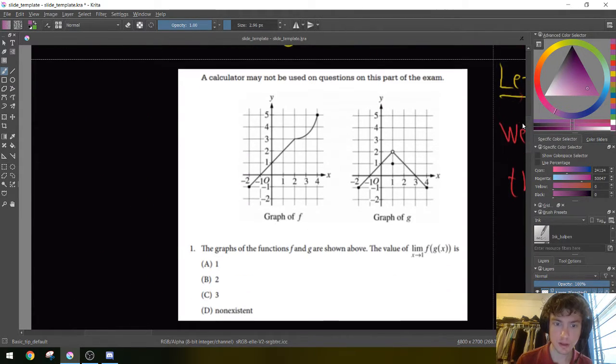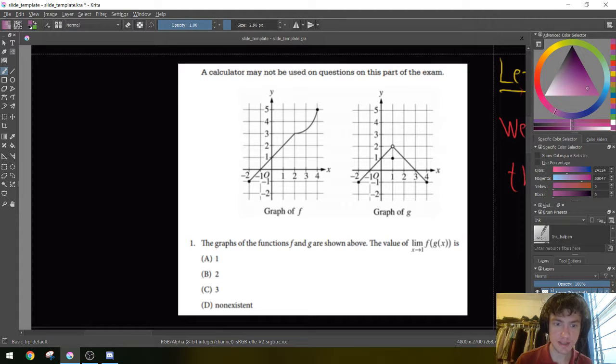Okay. Alright, here's a warm-up. This is taken directly from the AP Calculus exam. So it shows us two functions. Here's g on the right, which has this kind of point moved. So at x equals 1, it looks like g gets close to 2, but the actual value is 1.